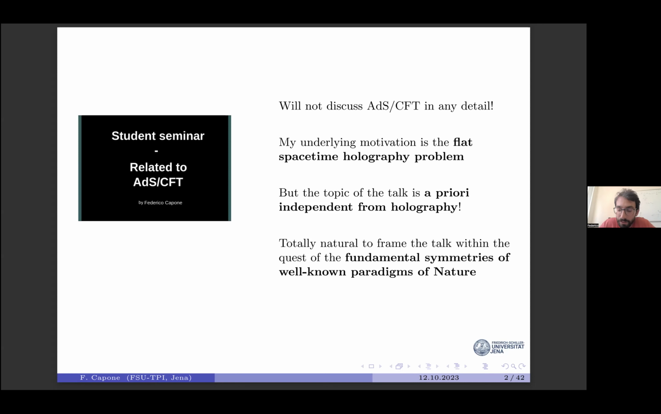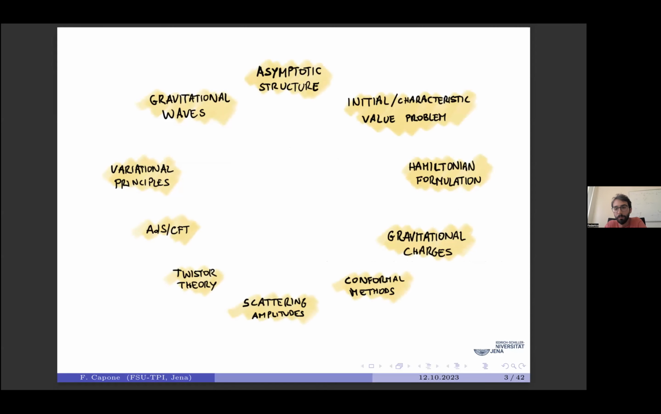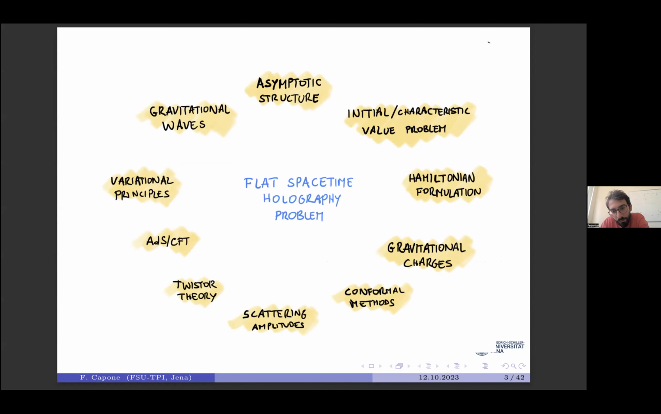Because of this, we are all young researchers exploring the mysteries of gravity and quantum gravity. We may have different biases, and we may approach the problem from different perspectives. But if you happen to work on one of these topics that I have sketched here in these yellow clouds, then you may have something to teach me, or to teach the flat holography community. Okay, this is enough for the invitation to the seminar, just an advertisement.